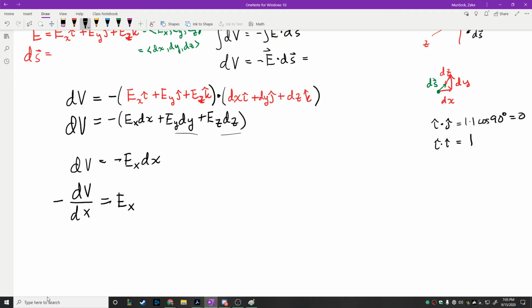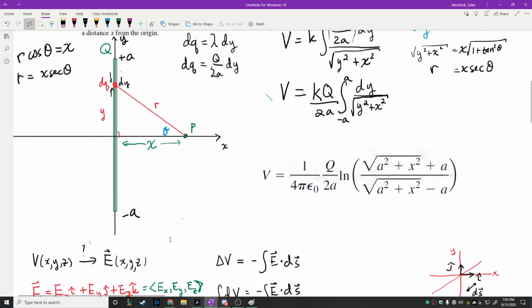That tells me that if I want to find the x component of the electric field, all I have to do is take the derivative of the potential function with respect to x. How would that work out? Well, let me just give you an example. It says, take the derivative with respect to x, and I get the x component of the electric field with a negative sign.